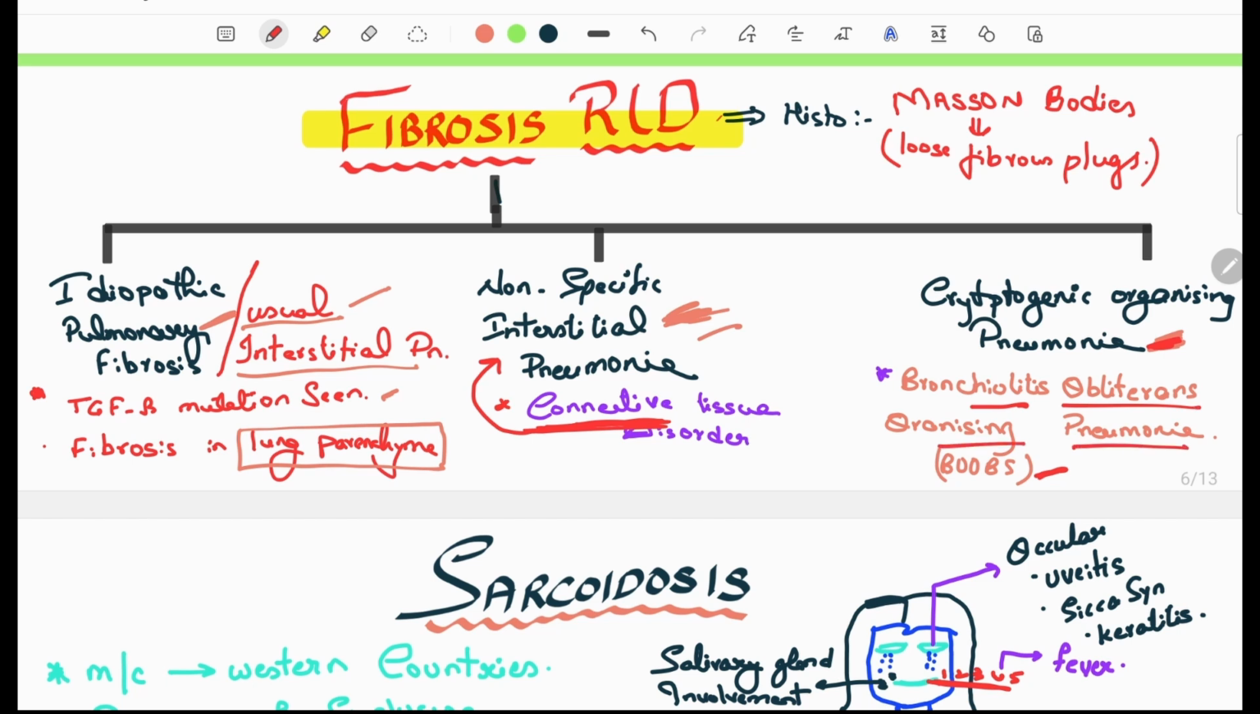Okay, and the most important point that one should remember is histology. In these fibrosis restrictive lung diseases, we can observe Masson's bodies. These Masson's bodies are nothing but the loose fibrous plugs in the lung parenchyma.